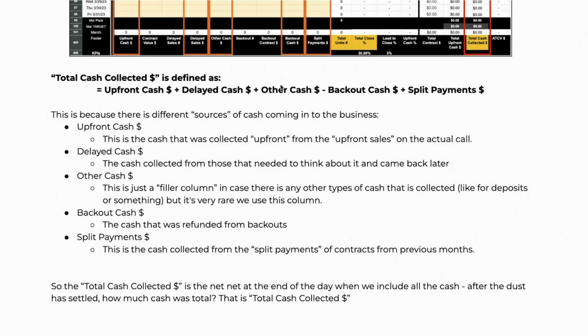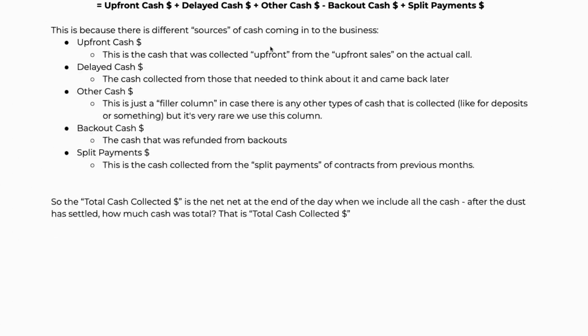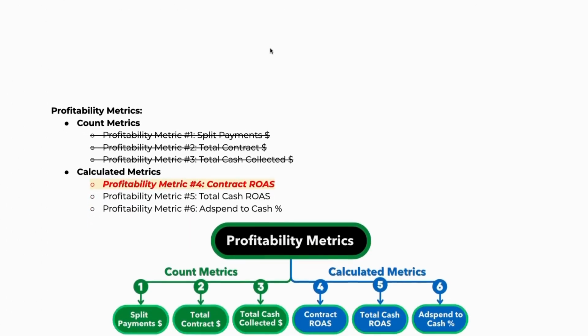That is total cash collected. And maybe not for the month, you can even ask, okay, what is total cash for the day? What is total cash for the year? All of that is also a potential, okay? So that, ladies and gentlemen, is profitability metric number 3, which is total cash collected.